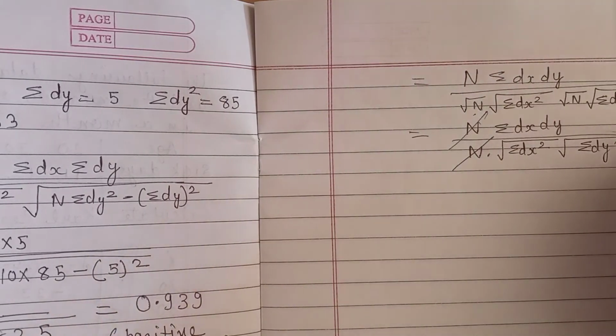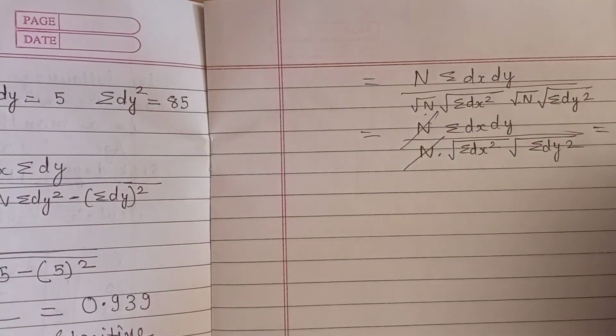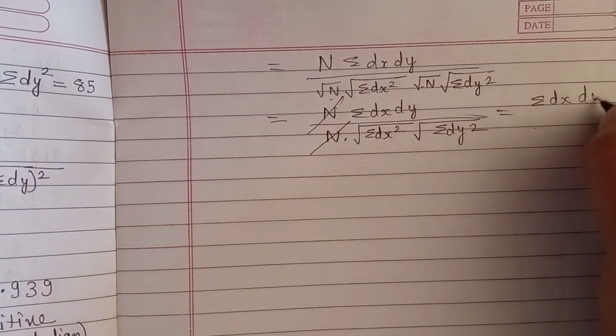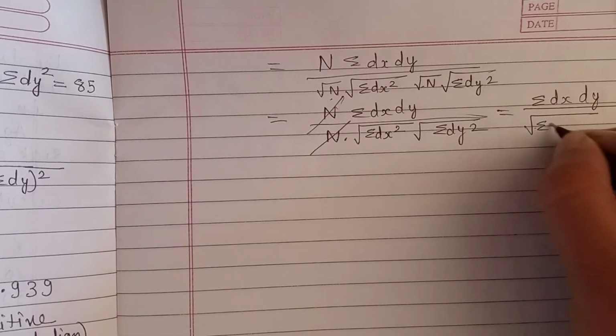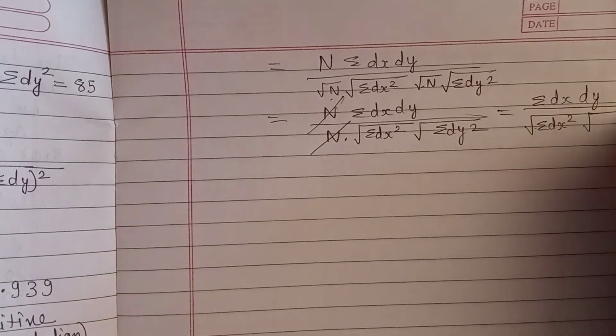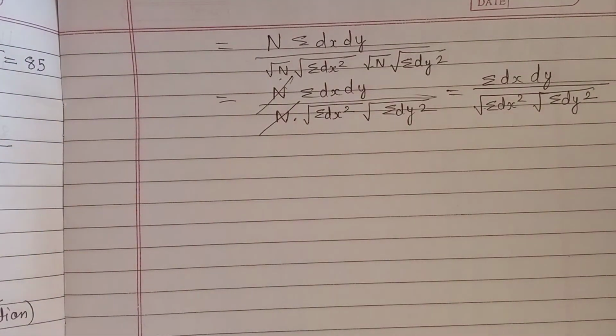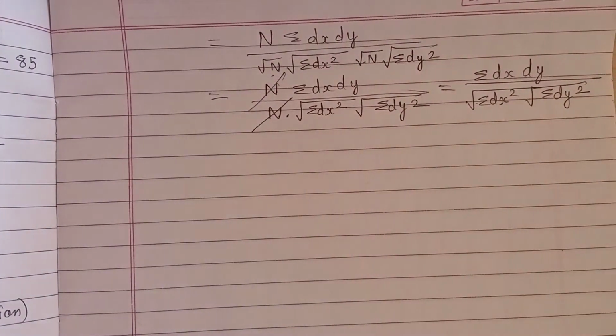So n and n will cancel out, and our formula will reduce to summation of dx dy by root over summation of dx square, root over summation of dy square. Okay, so this is the formula if your summation of dx and dy is 0.